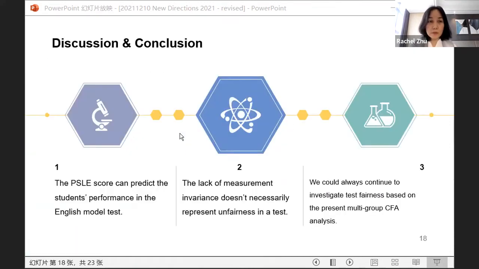So we have the results that only certain levels of measurement invariance hold. This makes it safe to conclude that the null hypothesis of this investigation is partially rejected, implying that the test developers should further examine this test. And we have three conclusions here. The first one is the PSLE score can predict the student's performance in this English test.